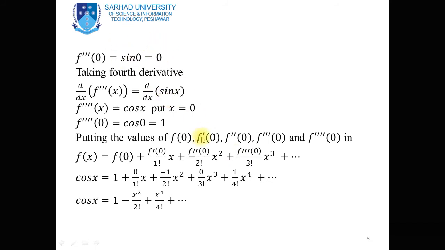So 0 divided by 3 factorial into x cube, and the fourth order derivative of the function is equal to 1. So putting 1 divided by 4 factorial into x power 4 plus and so on. So we obtain the Maclaurin series for the cos function is equal to 1 minus x square divided by 2 factorial plus x power 4 divided by 4 factorial plus and so on.